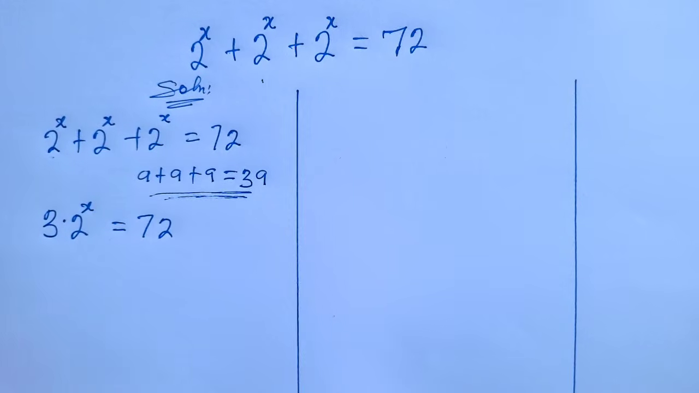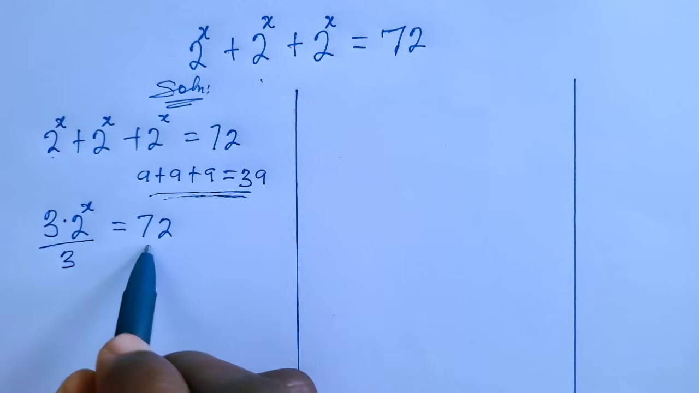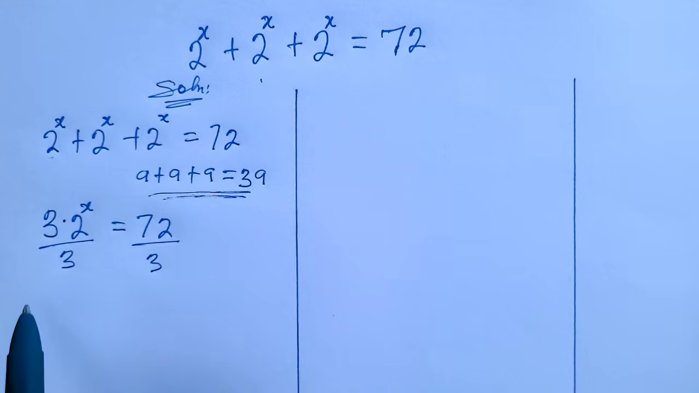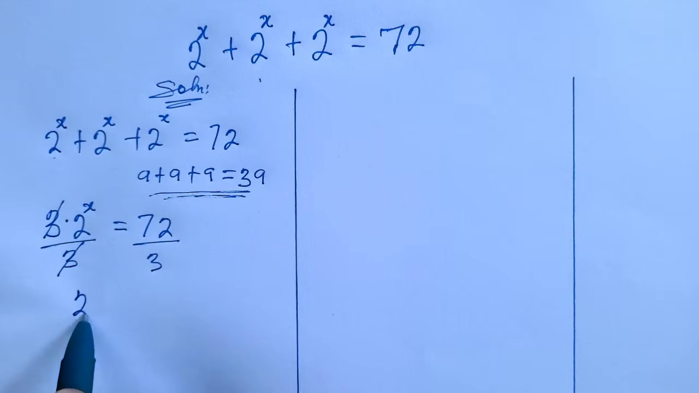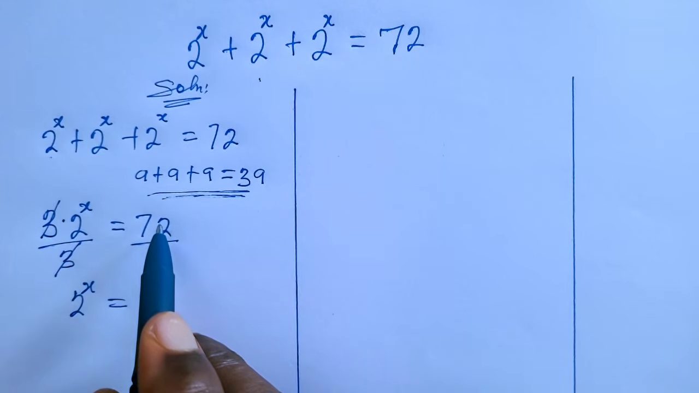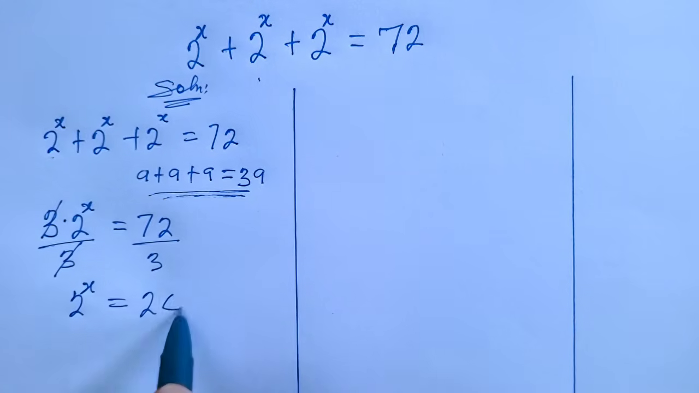Now, the next step to be considered, I'm going to divide both sides of the equation through by 3. Divide here by 3, also divide here by 3. Then at the left hand side of the equation, 3 will eliminate 3, and we have 2 to the power of x equals 72 divided by 3, that will give us 24.